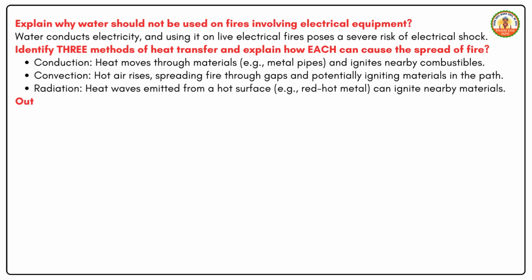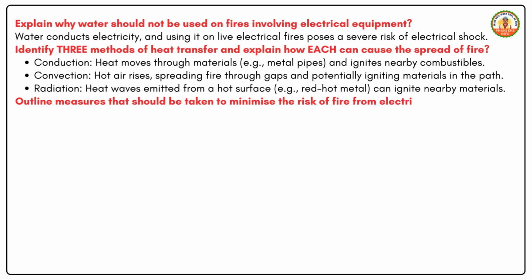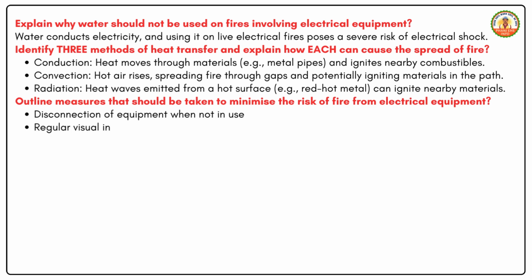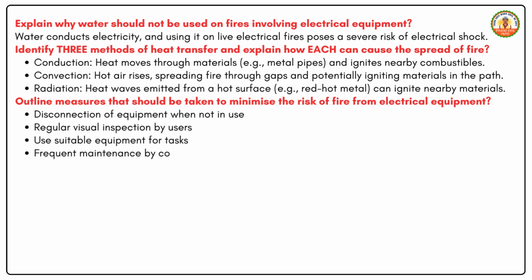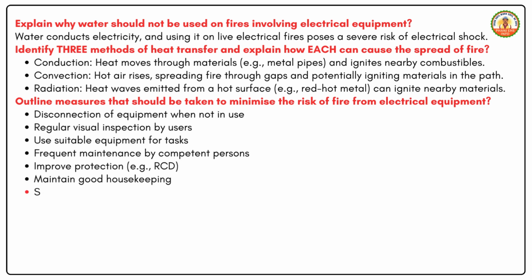Outline measures that should be taken to minimize the risk of fire from electrical equipment. Disconnection of equipment when not in use. Regular visual inspection by users. Use suitable equipment for tasks. Frequent maintenance by competent persons. Improve protection, example, RCD. Maintain good housekeeping.